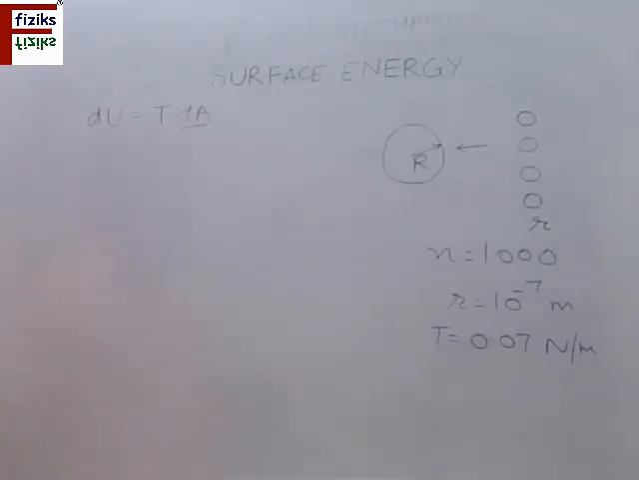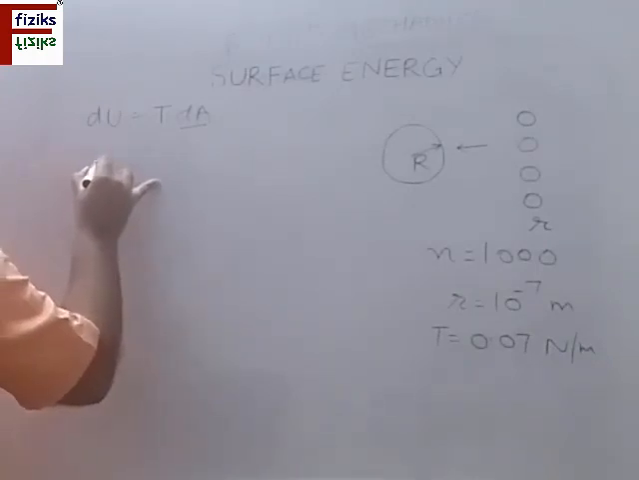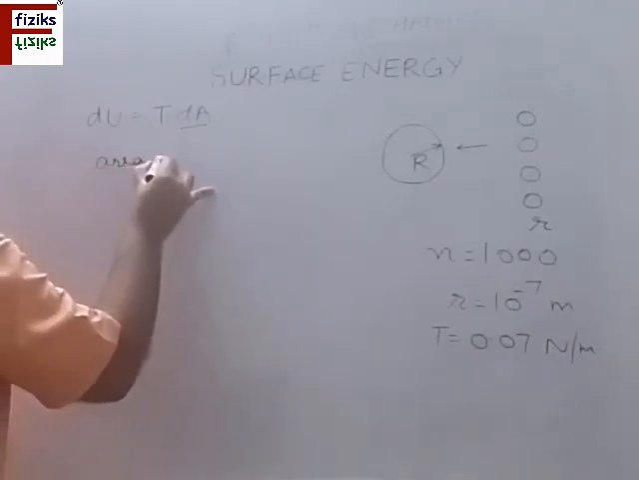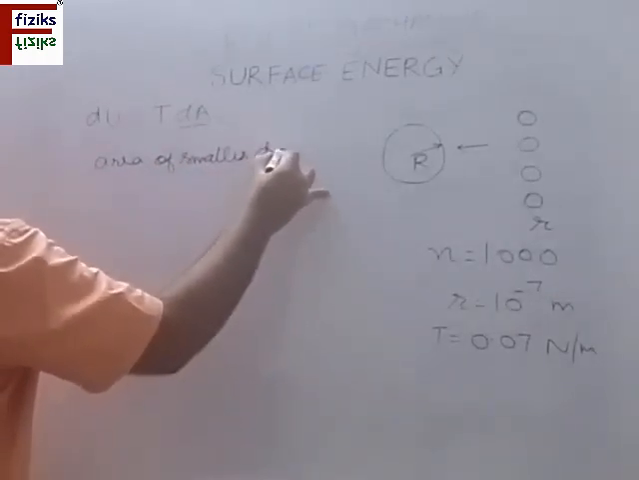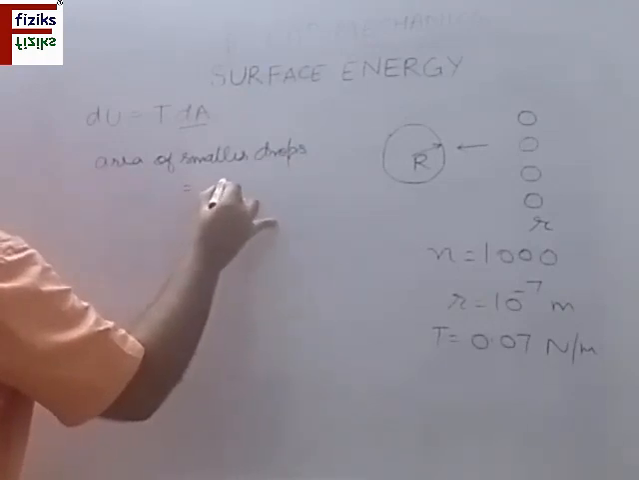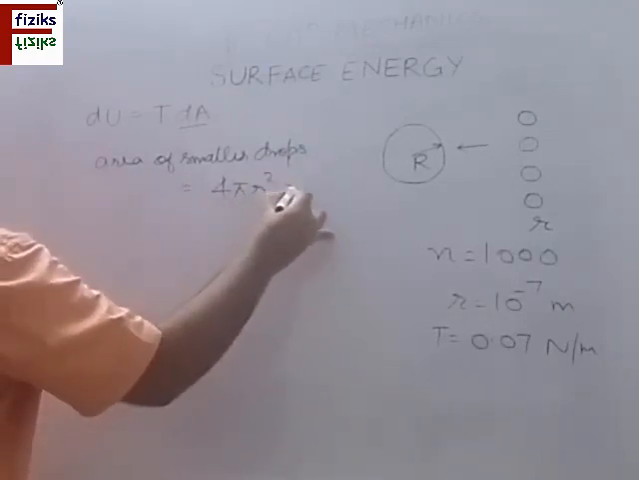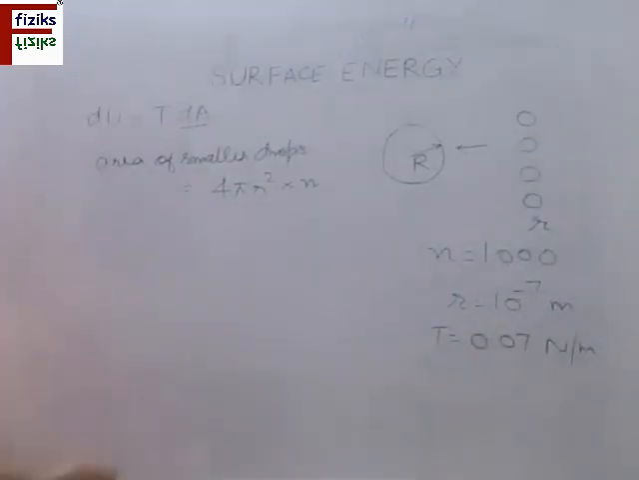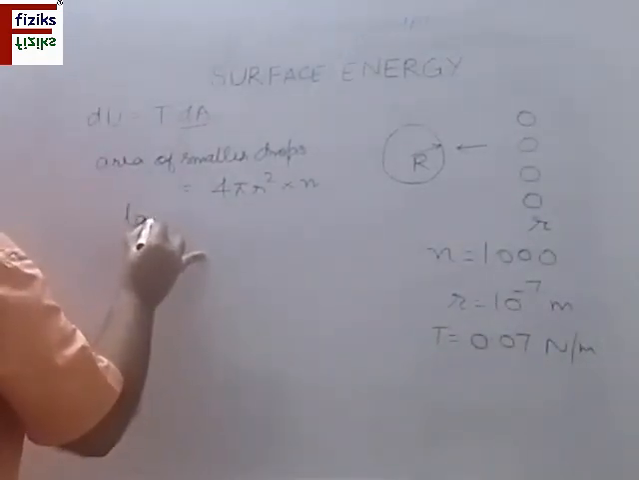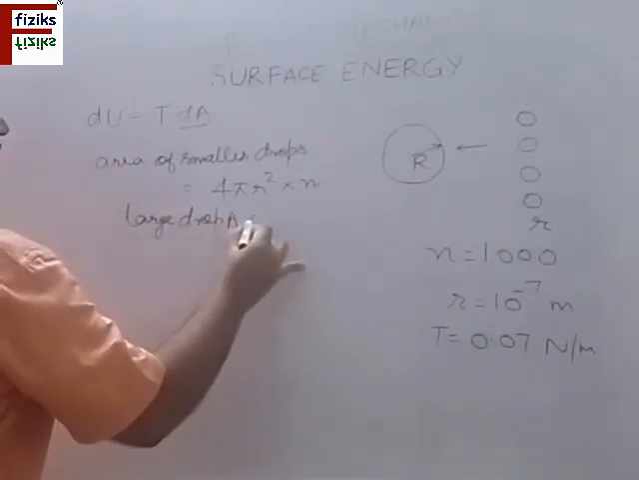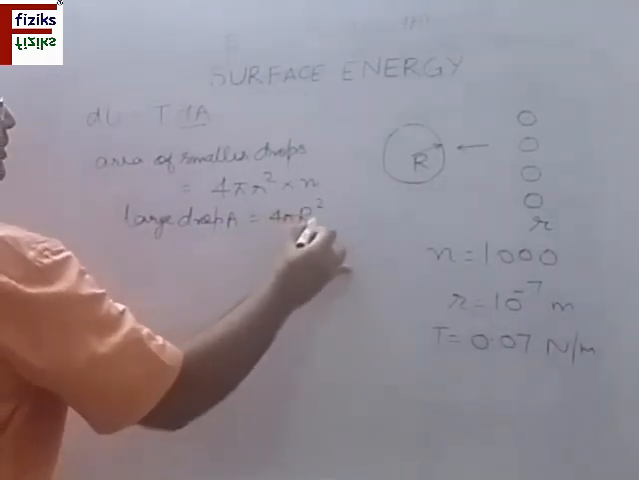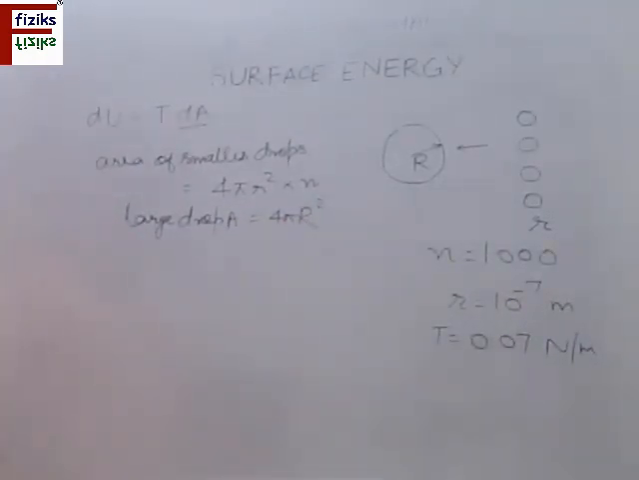First of all, we have to find the change in area. The area of the smaller droplets is 4 pi r square into n, where n is the number of droplets. For the larger drop, the area is 4 pi into R square, where R is the radius of the larger drop. So this minus this will give you the change in area.